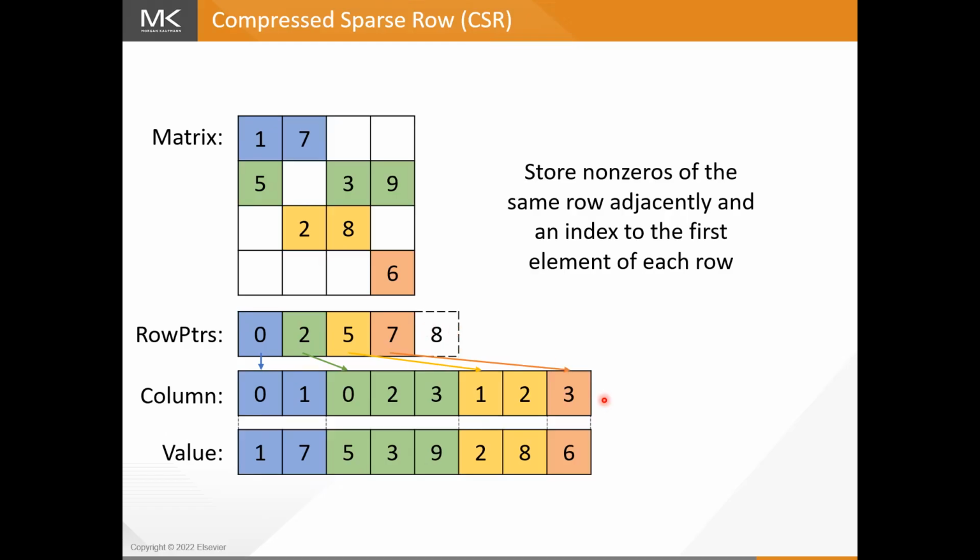And now, if I want to find the non-zeros in a particular row, I know where they start. I look at the row pointers for that row, and I know where they end because I look at the row pointers for the next row. And if I'm the last row, I look at this last element over here, which helps me find where that last row ends. Is this clear?